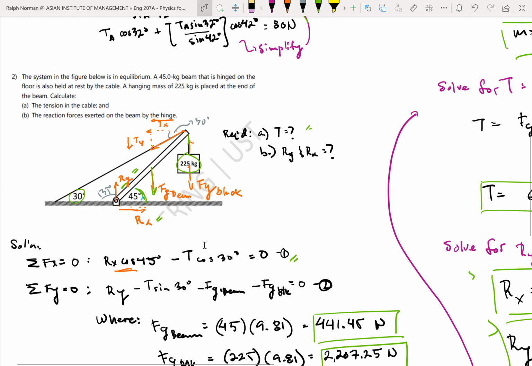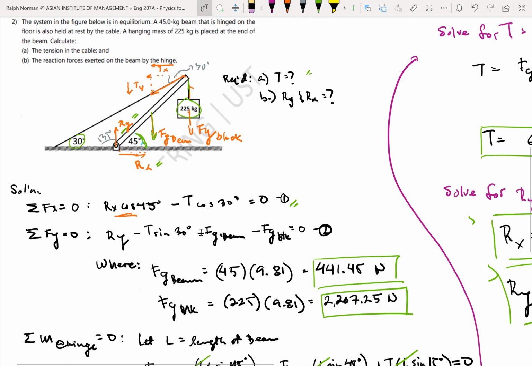The good news is here you already have your masses na ito. So you can automatically solve yung weight ng beam and yung weight ng block, which you would get around 441.45 newtons and 2207.25 newtons. But we're not done yet, kasi we have rotational forces, so we have to accommodate for that.